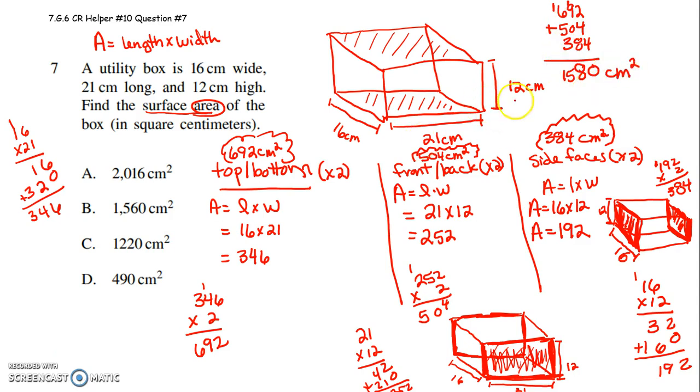Let's hope that's one of those answers, because if not, I made an error in my calculations. Whew. I got 1580. My guess is it's probably 1560. I made an error in my calculations. Of course, I don't know what that error is.